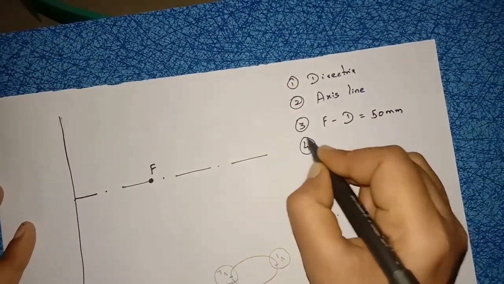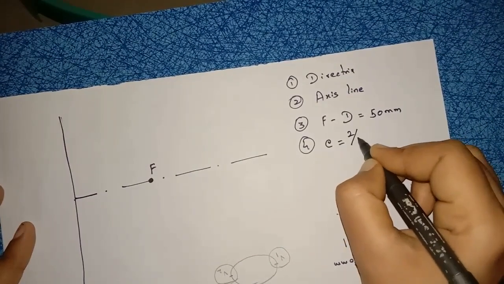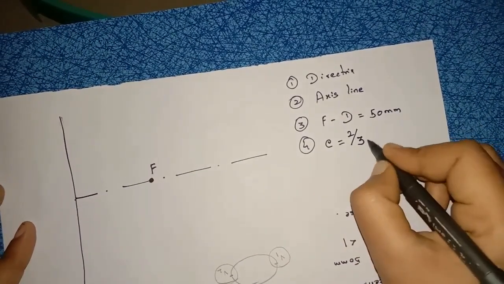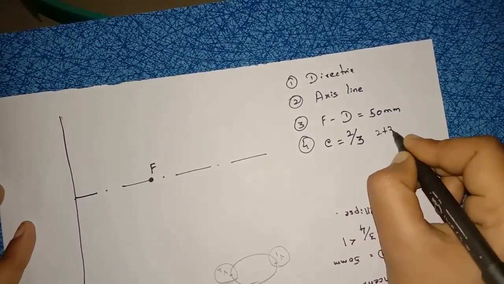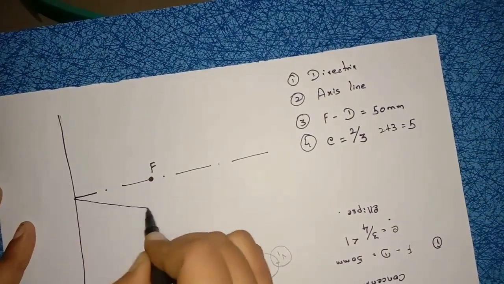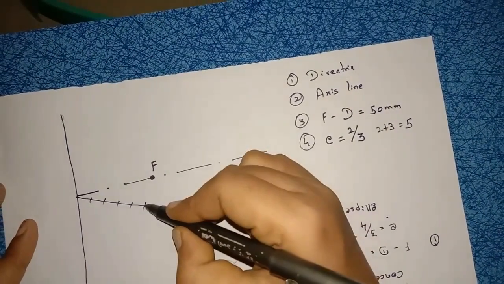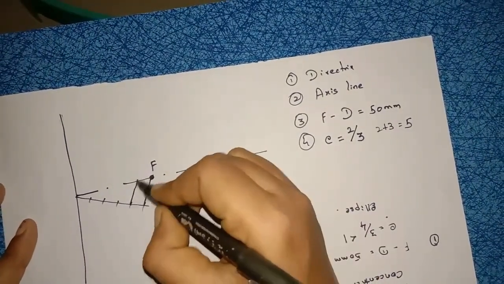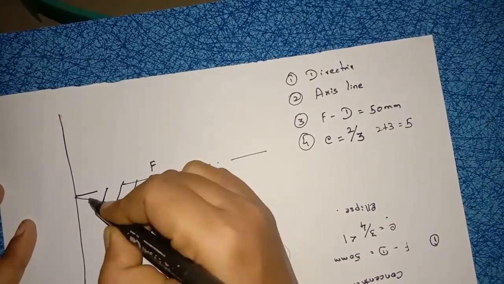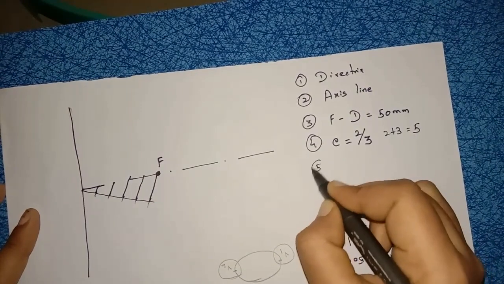After that, the fourth step depends on the E value. If it is 2 by 3 or 3 by 4, it depends on the E value. If E is 2 by 3, 2 plus 3, 5 equal parts, right? So take a 30 degree angle, 1, 2, 3, 4, 5. Join the last arc to the F point, draw parallel lines, right?